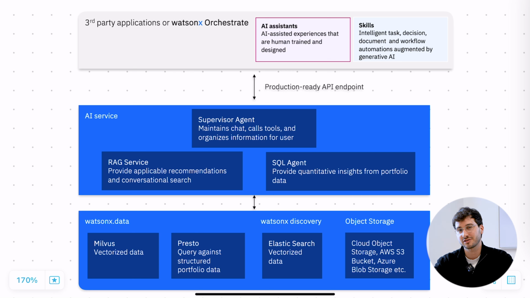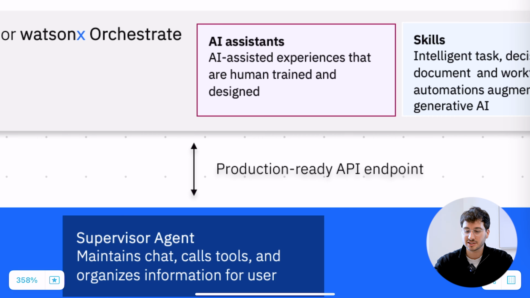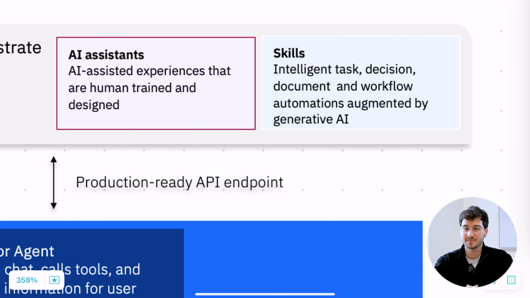This is AI-assisted experiences that are human-trained and designed. Next, we have skills. Think of these simply as business automation tools. They're intelligent task, decision, document, and workflow automations, and this is all augmented by generative AI. It's not just using the integration layer to connect to these different endpoints, but you also could leverage your out-of-the-box existing applications as endpoints.